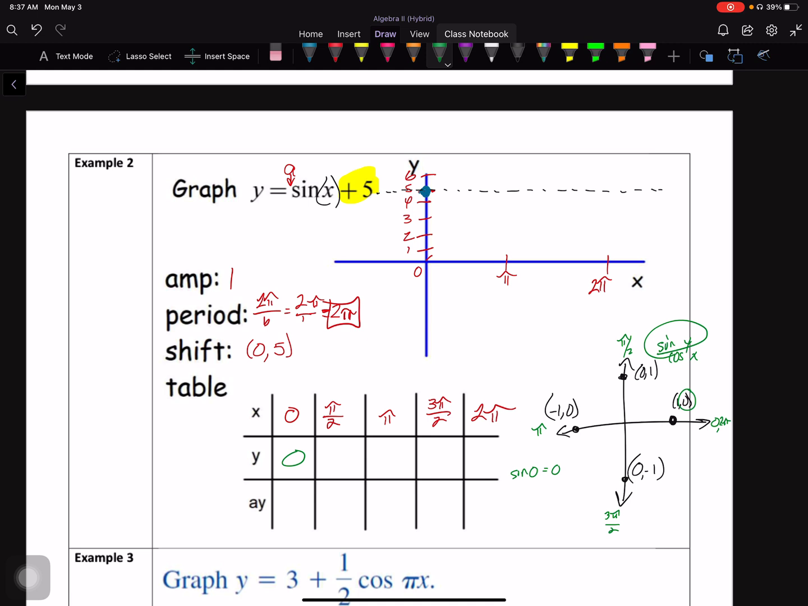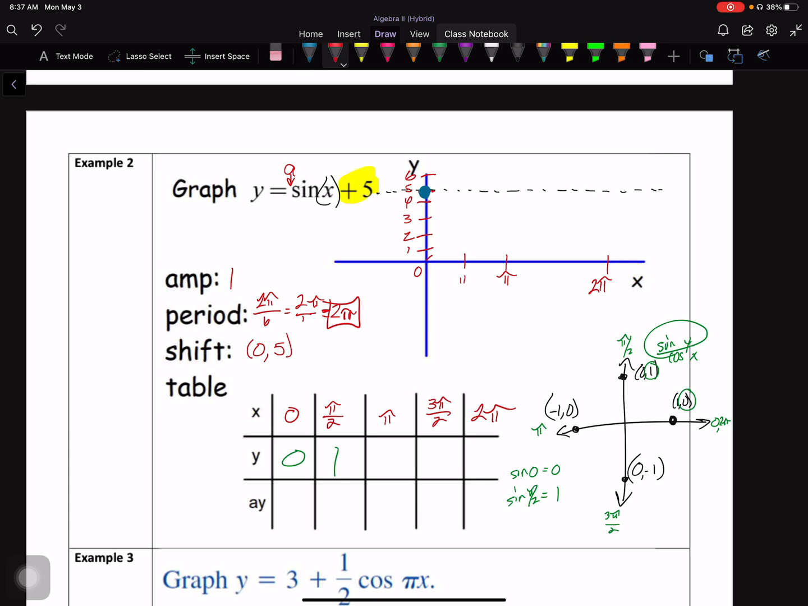Then we have pi over 2. So again, you look at the y value, sine of pi over 2 is 1. So then remember, we're shifting, so we're not starting actually at 0, 0 here. We're actually starting up 5, and I already marked my starting point here at 0, 5. So from there, I would go up 1.